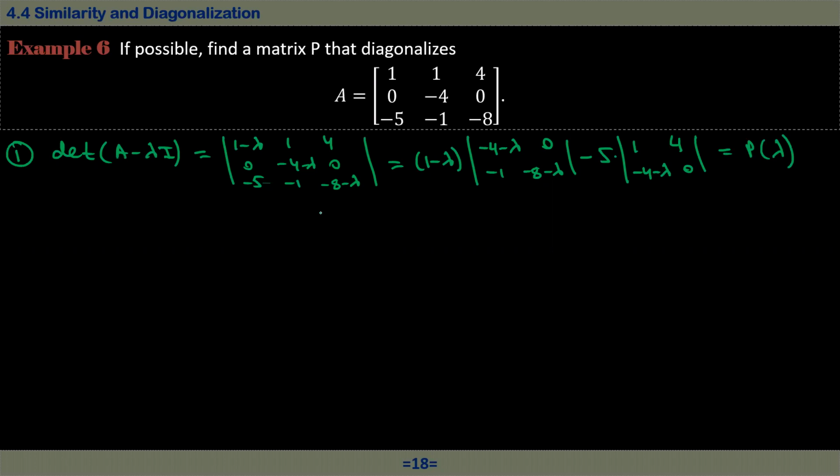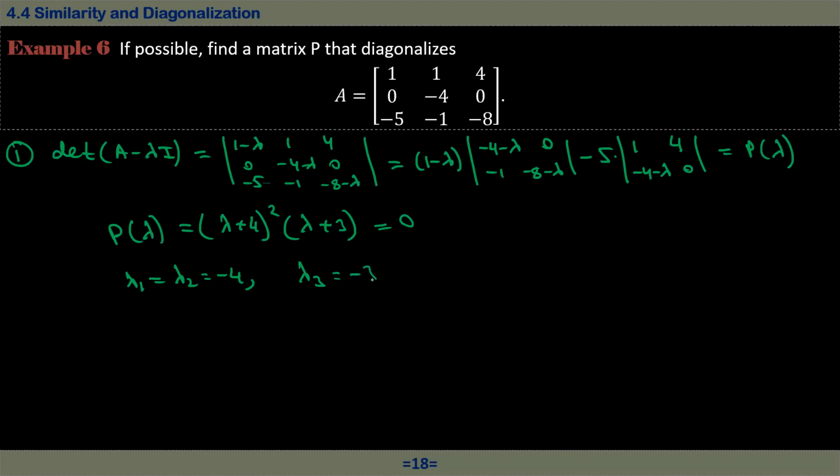And if you evaluate this, I will just skip the computation part. We will get the polynomial P of lambda equal to lambda plus 4 squared times lambda plus 3, which implies that the solutions of this equation are lambda 1 equals lambda 2 equals negative 4, and lambda 3 is equal to minus 3. Okay, now we'll find the corresponding eigenvectors. The second step: lambda 1 equals lambda 2 equals negative 4.